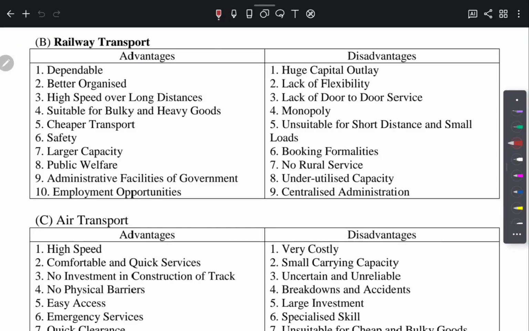Now let's see rail transport. So these are some advantages: it is very dependable, better organized, high speed over long distance, suitable for bulky and heavy goods, cheaper than road transport or air transport, and very safe in comparison to others. It can provide a larger capacity. Some of the disadvantages of rail transport are that it requires a huge capital outlay, lack of flexibility, and lack of door-to-door service. This transport is not suitable for shorter distances. Such transport is not available in all areas, especially in rural areas or hilly areas.